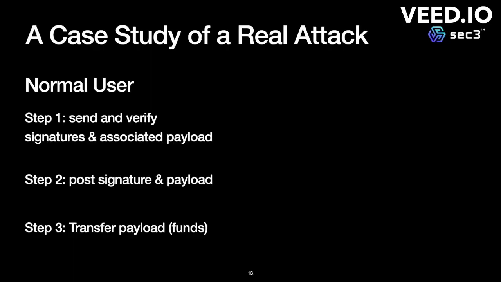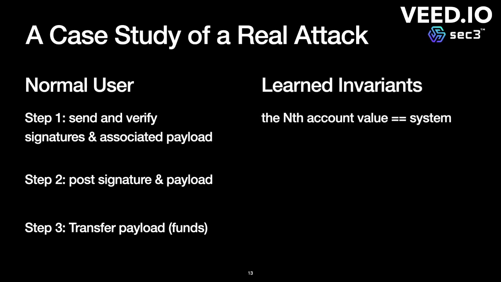So the user first interacts with the smart contract on the Solana side by sending a verified signature and associated payload. Payload is really a fancy word for the value of the token. Then you post that signature and payload with that smart contract. Then you transfer the payload. So it's 3 steps. Easy. That's when things are normal.